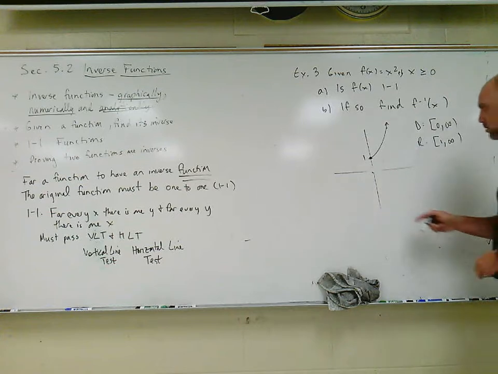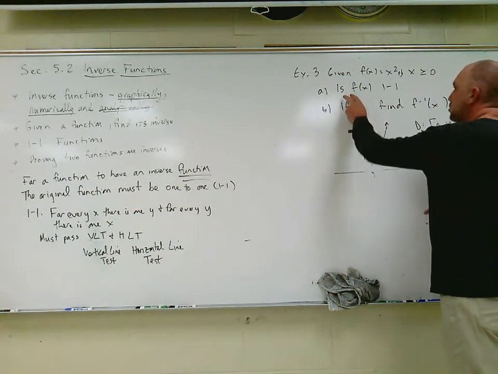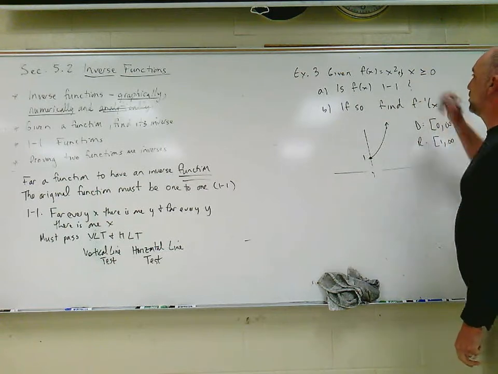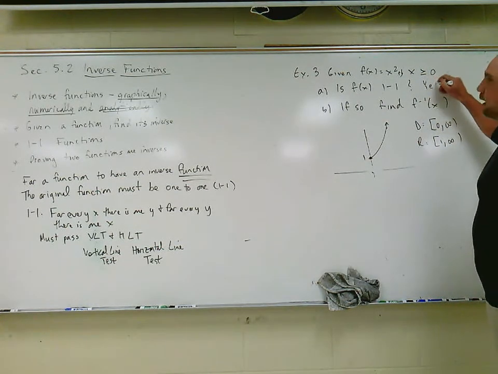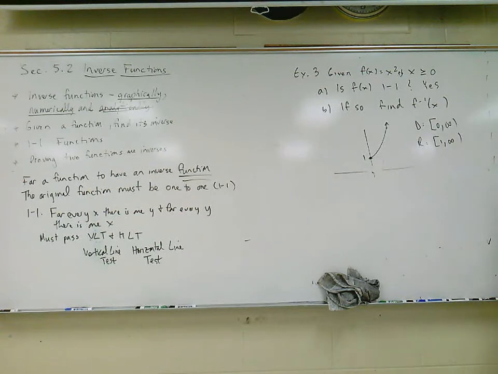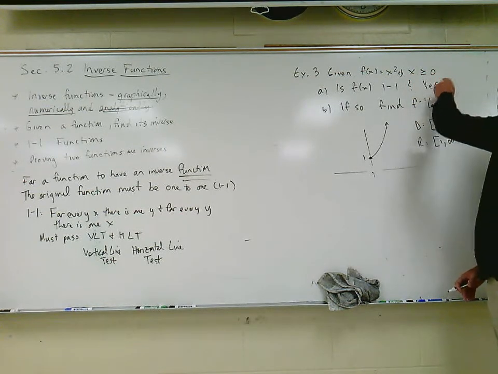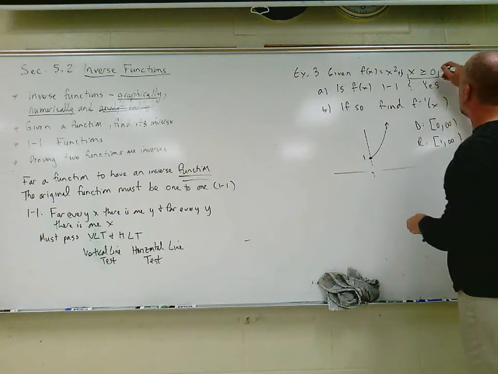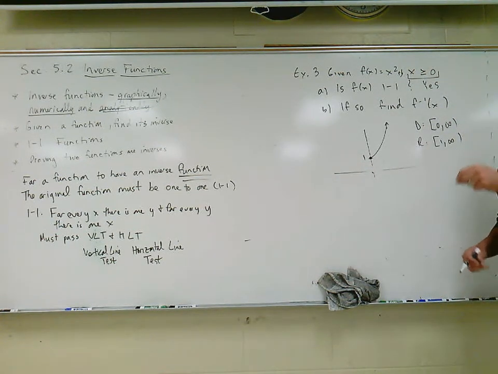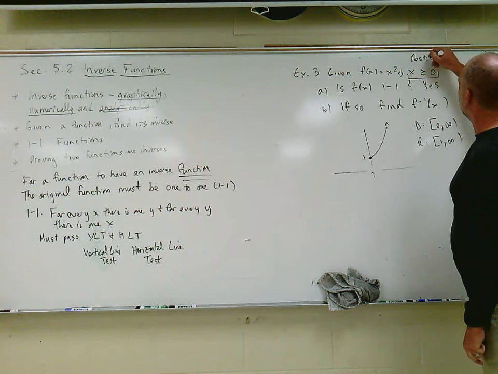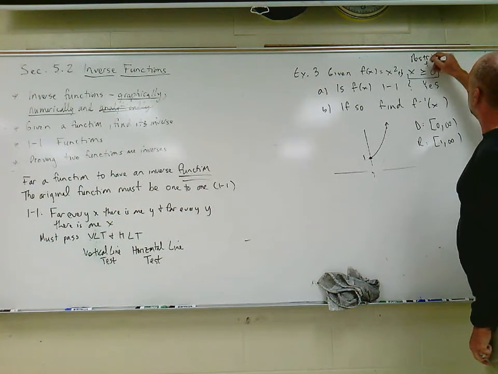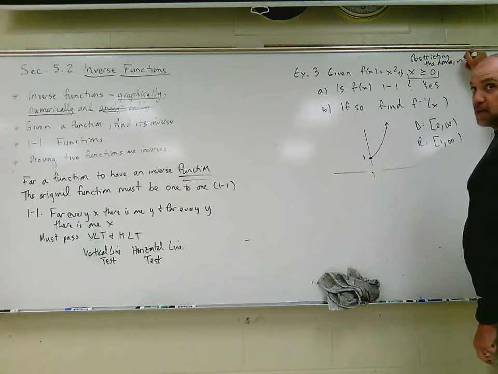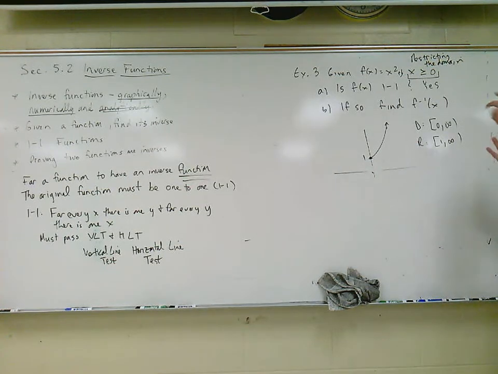Okay, now, is f of x 1-to-1? What would your answer be to this? Yes, just put a yes. I don't know what the computer will do, because it says for x greater than or equal to 0. You only keep the graph for x greater than or equal to 0, just like piecewise. So if you see this little x greater than, x less than, this is restricting the domain, which means it's going to chop the graph. It's only going to keep the part that it tells you. Keep the part for greater than or equal to 0.